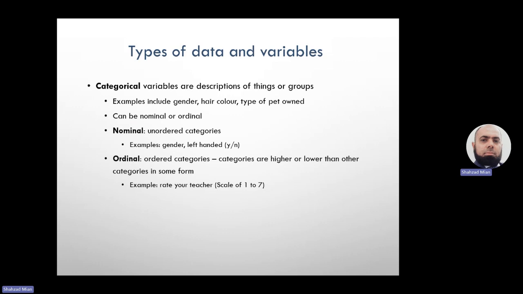Again, nominal categories are unordered. If I ask you about gender, you say male or female, but you never say in any order who comes first and who comes second. With nominal categories, we never make ascending or descending order. So mostly we see ordinal categories used to rate someone with some order.